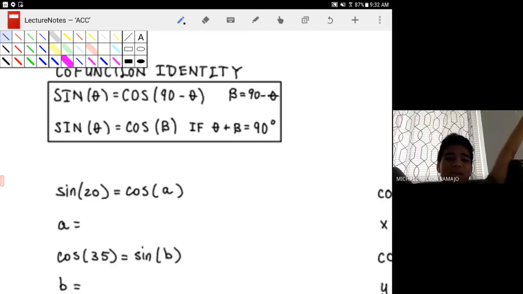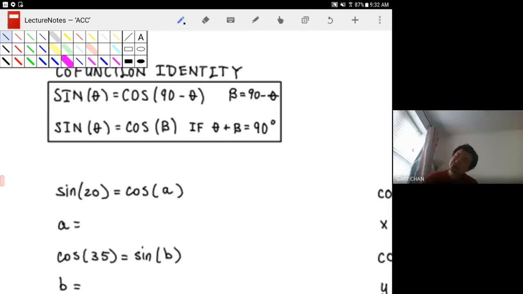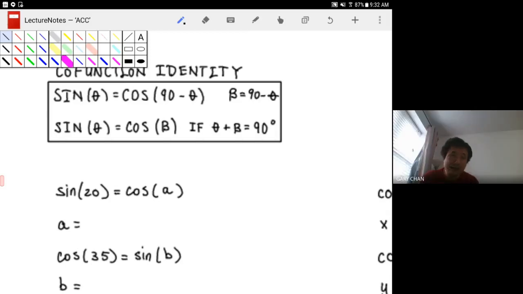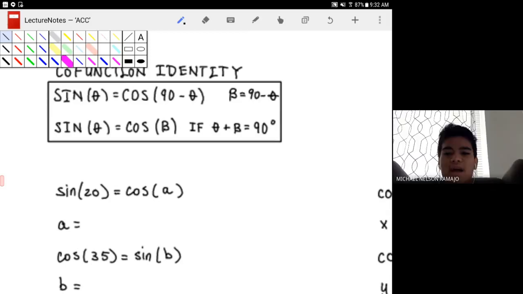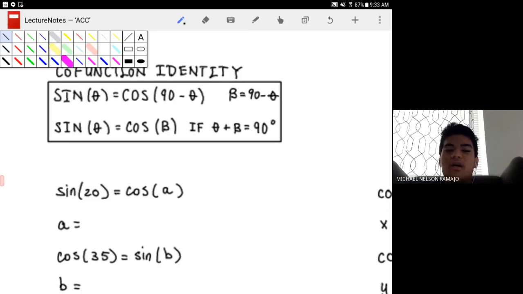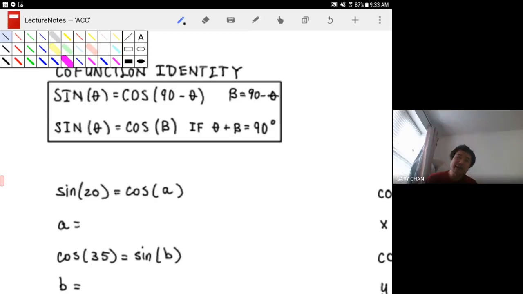You're just combining two functions together. Kind of, you are. Let me ask you, Michael. Angle A and angle 20 must add up to how much? Angle A and angle 20 must add up to 90.